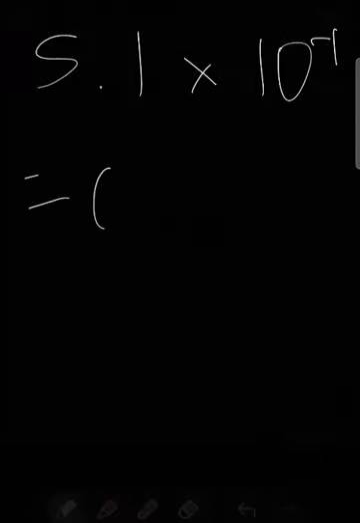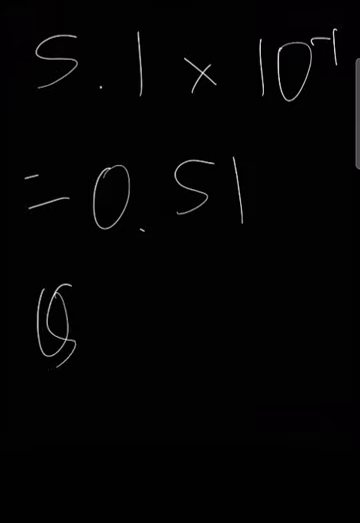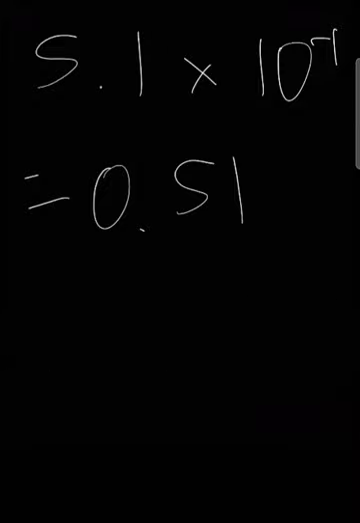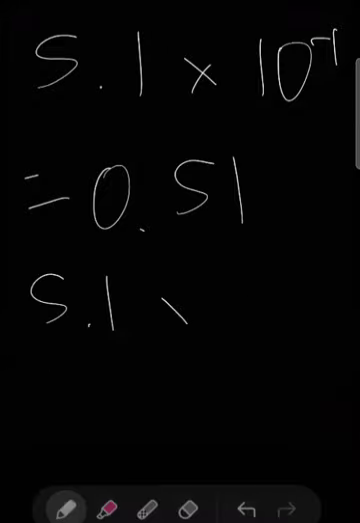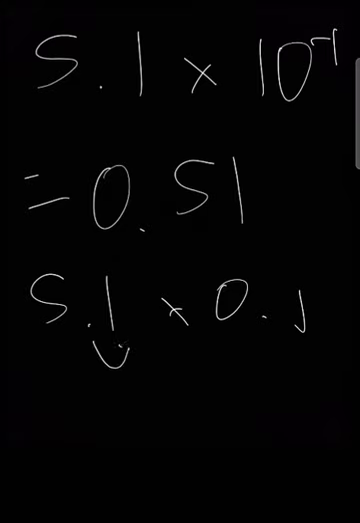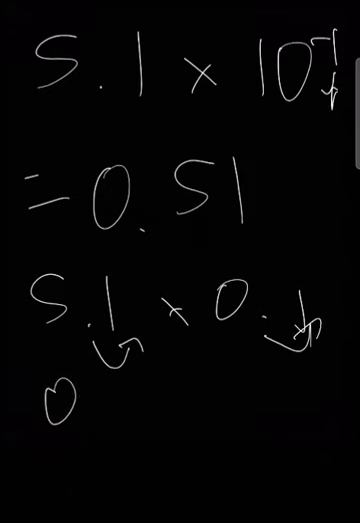Now, if we take 5.1 times 10 to the negative 1, that is going to be 0.51. You're taking 5.1 times 0.1. So if we have 5.1 times 0.1, we're taking that 5.1 and moving the decimal over one place, so that's just 0.51. Because we have that 1 there, we've got to include the 1.